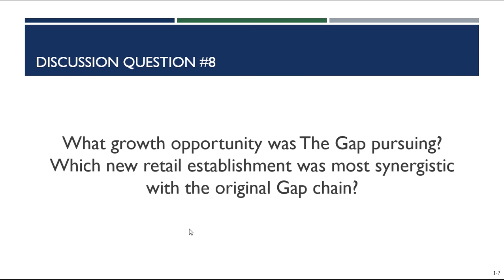Another discussion question is to think about the Gap. The Gap is the parent company that owns the Gap. They own Baby Gap. They own Old Navy. They also own Athleta. They own lots of different types of apparel stores. So think about what growth opportunity they were pursuing. And you can also think about which one of their new retail establishments is most synergistic with their original Gap, and why they might have started with a retail establishment that was very synergistic.